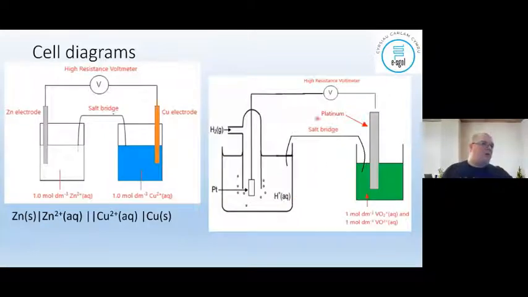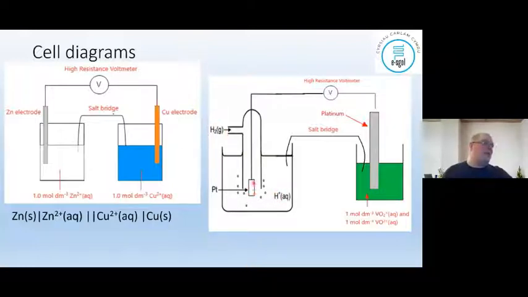Now, what I've got here is a combination of my gas electrode that I used earlier, which has hydrogen in it, and the aqueous electrode, which has these vanadium species in. So we've got our oxidation again on the left-hand side. We start with our reduced form and we end with our oxidized form. So H2 gas going to H+ aqueous.